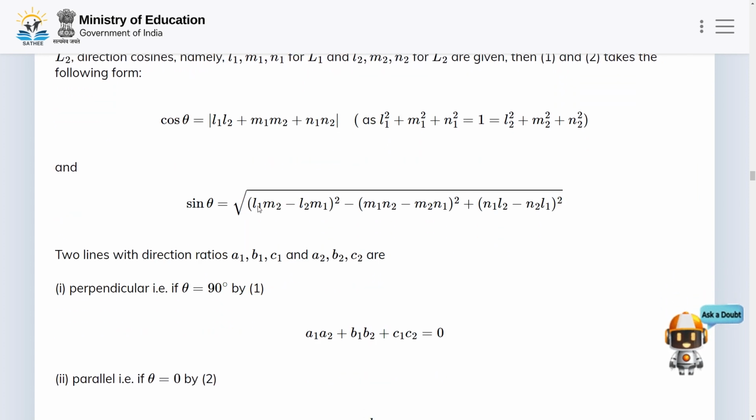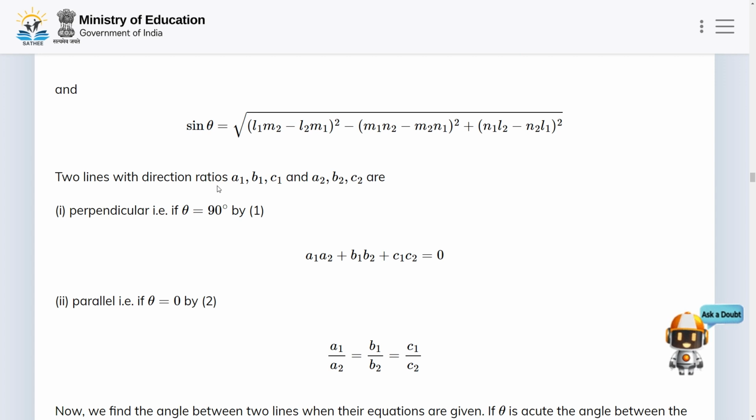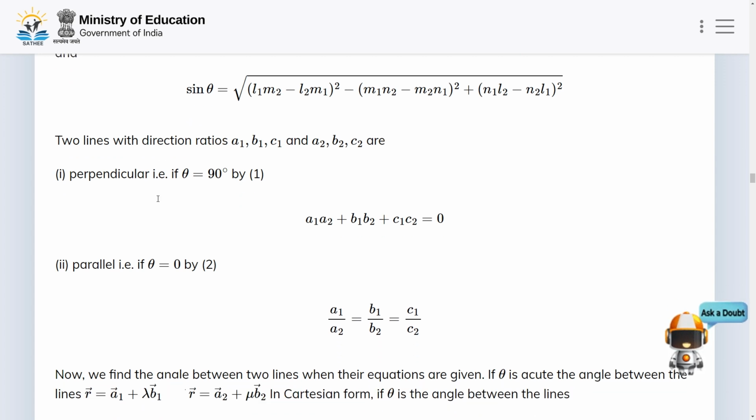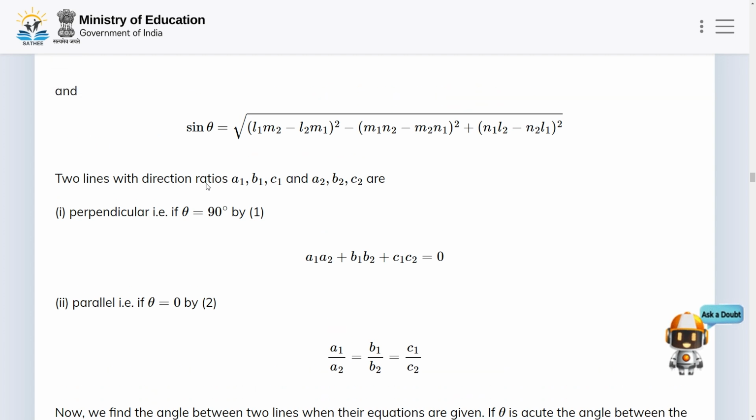In the same way you can represent sine theta, which is the root of (l1m2 minus l2m1) whole square plus (m1n2 minus m2n1) whole square plus (n1l2 minus n2l1) whole square. Now, two lines with direction ratios A1, B1, C1 and A2, B2, C2 are perpendicular. This means theta is 90 degrees. This gives you what?